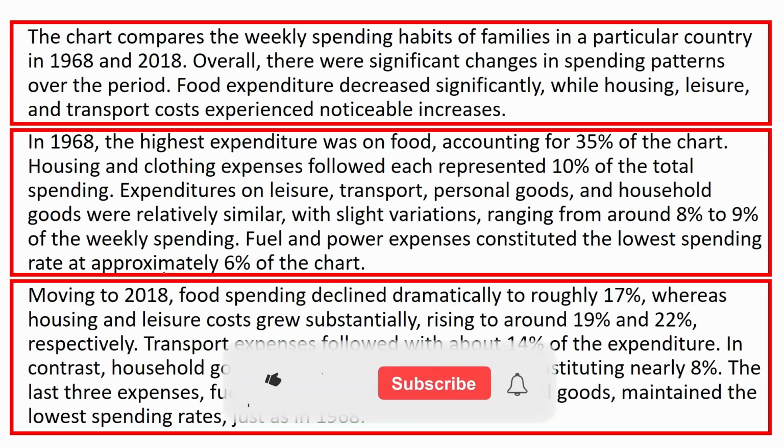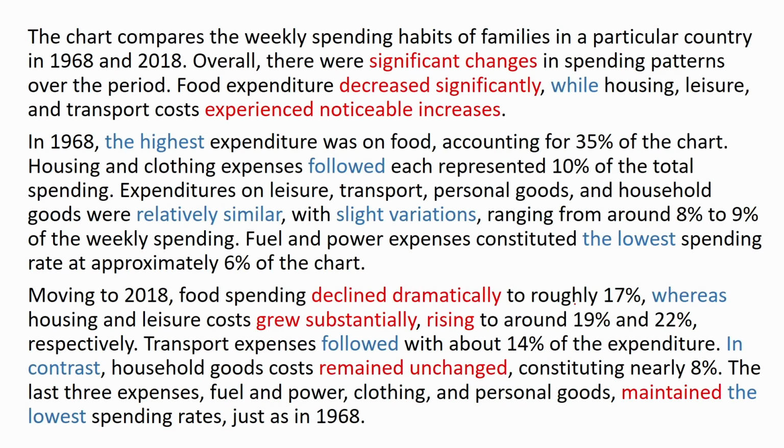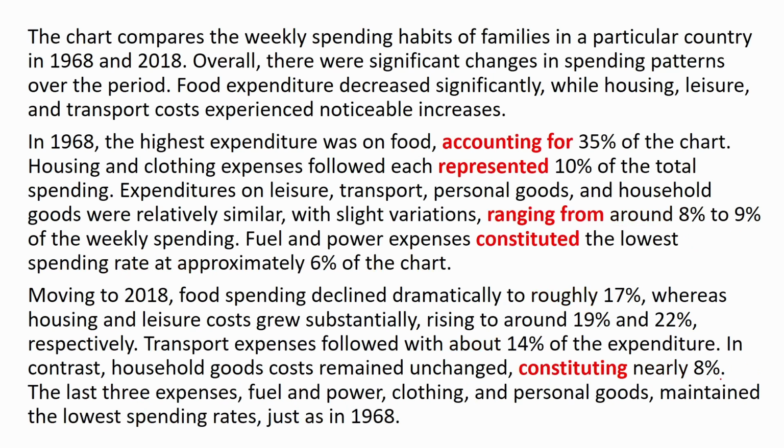I organized my answer in 3 paragraphs, and I started with 1968 and then 2018. In order to describe the changes, I used these words in red, and also to compare and contrast, I used the words in blue. The numbers were not exact, so I used words like around, approximately, roughly, about, and nearly. And also these words to refer to the chart: accounting for, represented, ranging from, constituted, and constituting.